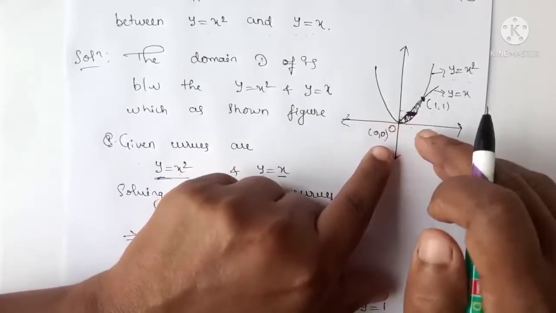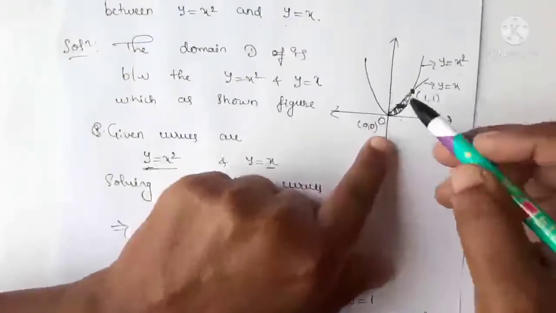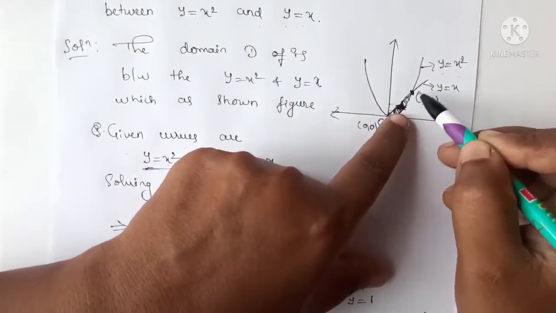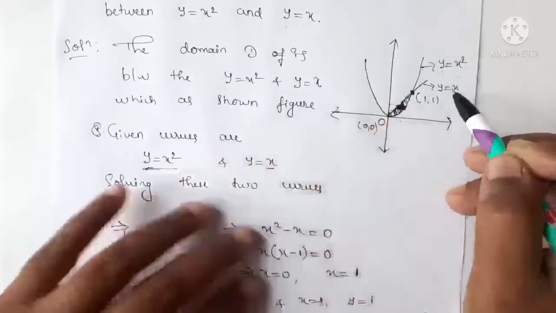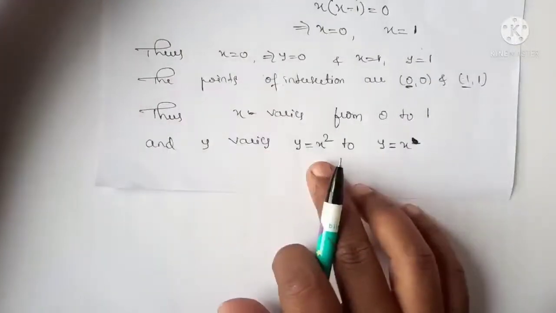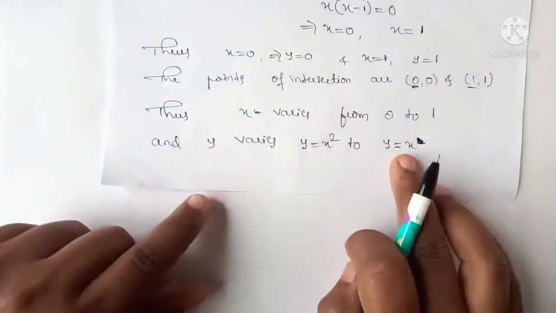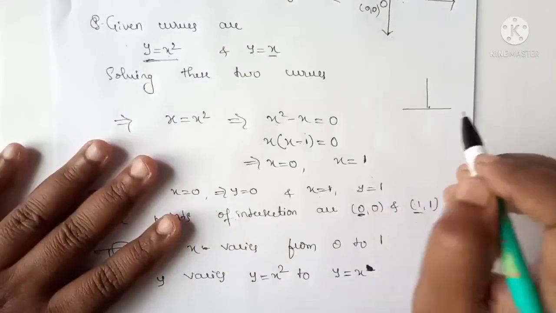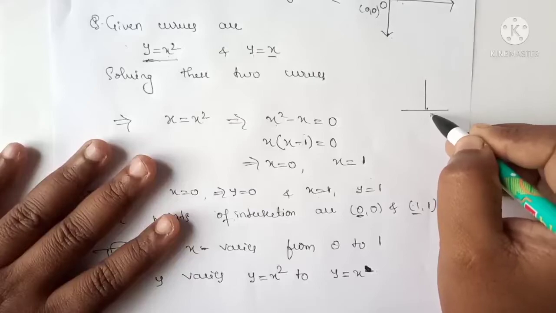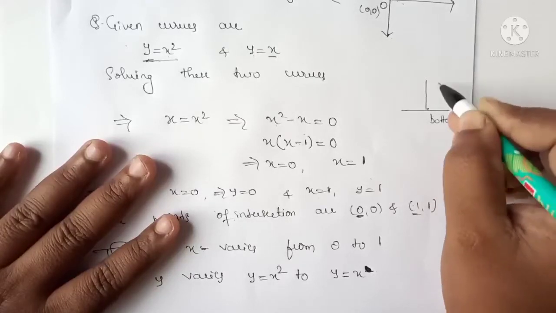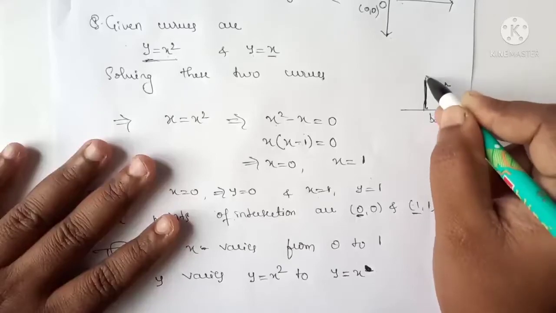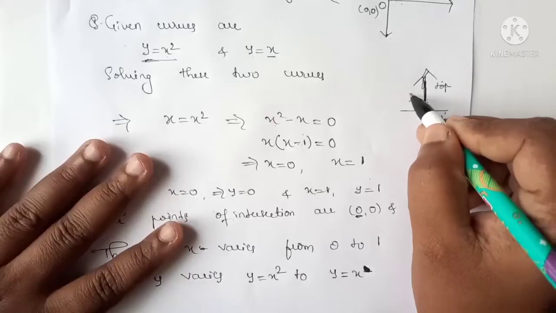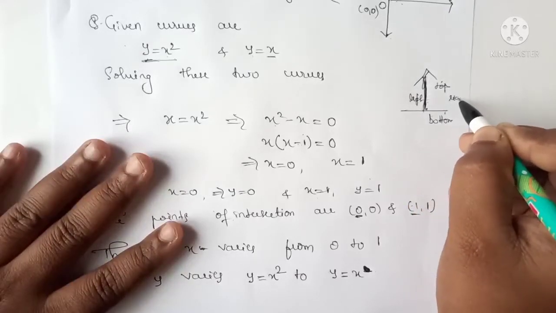Now we have to take y in terms of variables, that is, in terms of x. So on moving from bottom to top, first this curve appears, that is y equals x square, then y equals x. Thus y varies from y equals x square to y equals x. While taking the y limits we have to start from bottom to top. This is the y line. And while taking x limits we should start from left to right.